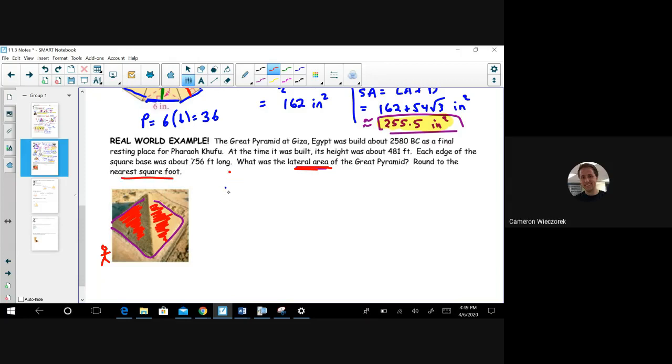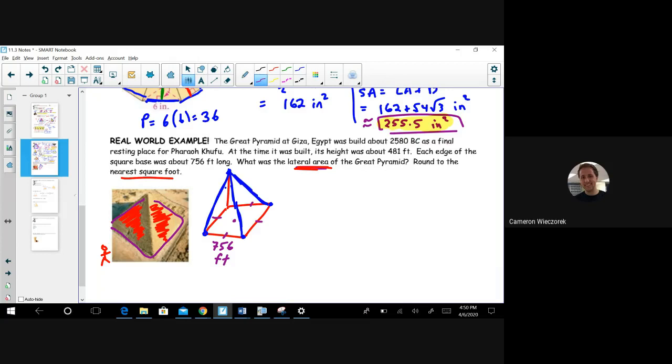First thing I'm going to do, I'm going to redraw it with my little tripod setup I did before. Connect my square. There's my vertex. I'm going to draw a segment connecting all of those. 1, 2, 3. So there's my pyramid. They told me the base edge, each of the ones on the bottom, was 756 feet long.